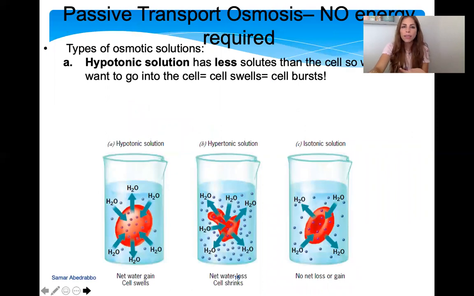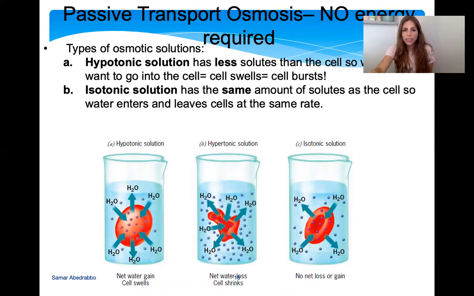So types of osmotic solutions that we talked about in the other lecture: a hypotonic solution has less solutes or less salts than the cell. So in a hypotonic solution, because there's less salts outside than inside the cell, water will go where there's more salts, inside the cell. So it will keep going in the cells and the cell will eventually swell and burst.